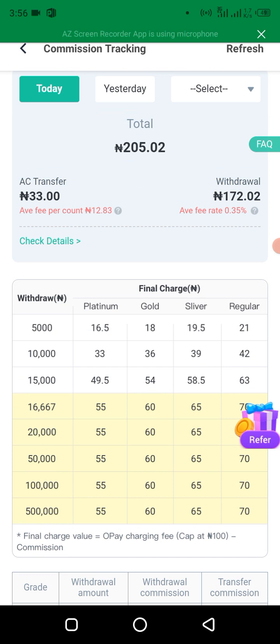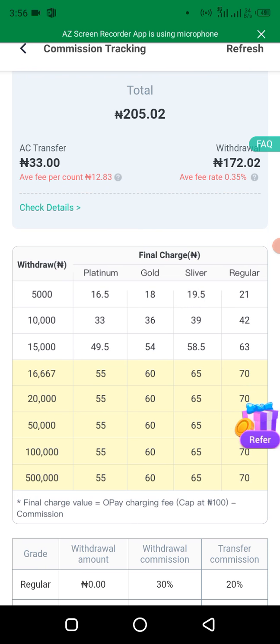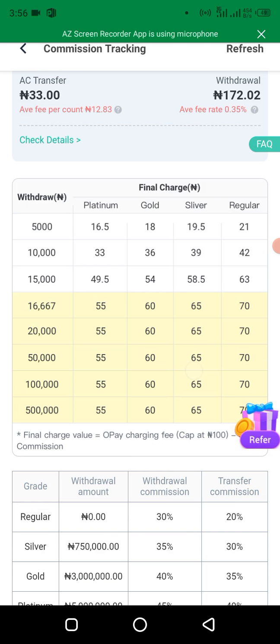But if you are a silver merchant like me, if you withdraw 5,000, instead of them charging you the normal 30 naira, they will only charge you 19.5 naira. Very, very cheap. Or instead of them charging you 30 naira or 25 naira, they will only charge you 19.5 naira, which is very, very cheap. So this one is showing you the exact amount they are actually charging you for withdrawal on Opay. So that's basically how to calculate it.